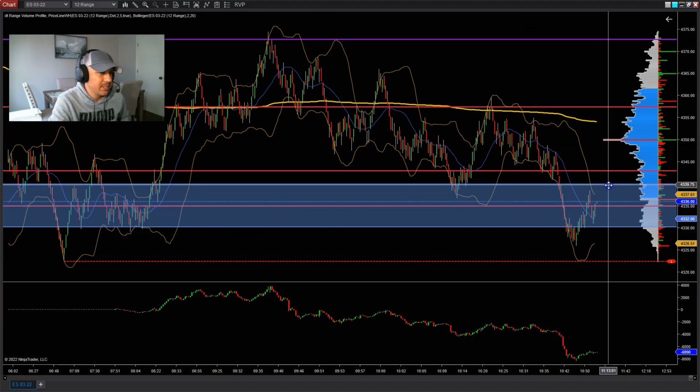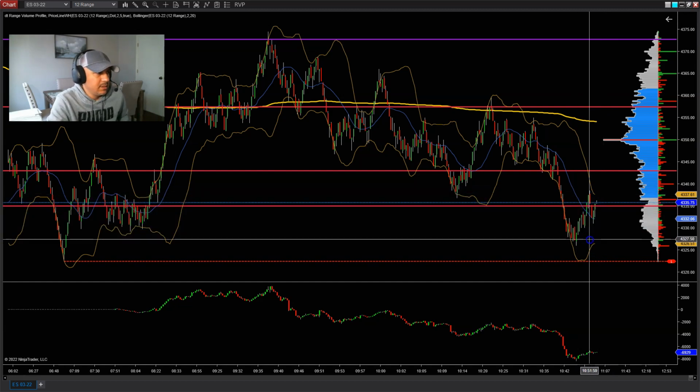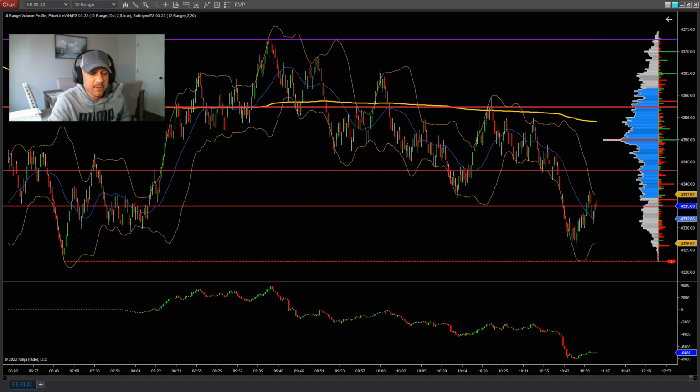I'm going to take this off now because I've already explained what this blue horizontal box is. It's kind of messing with me when I'm trying to look at the market. I do that for you guys to show you the zones I'm looking at and trading off of.